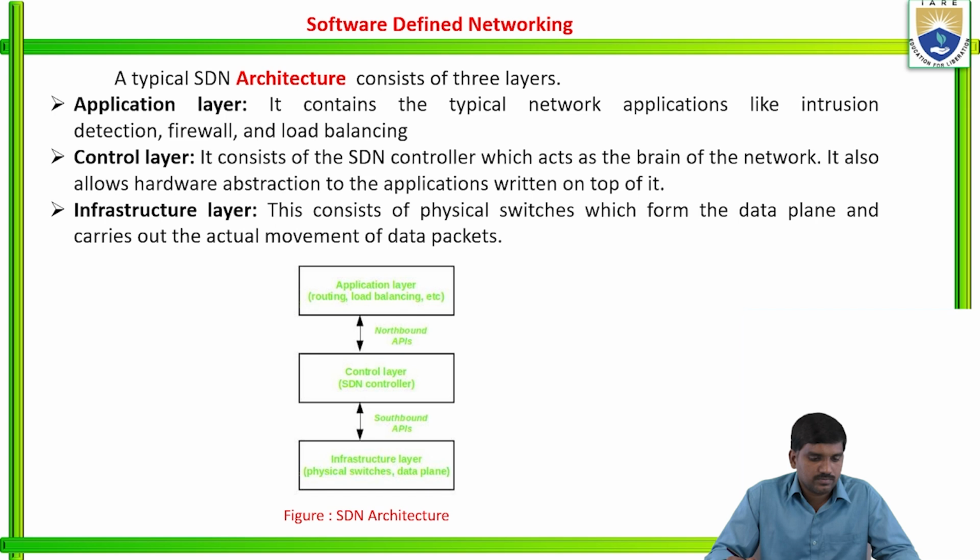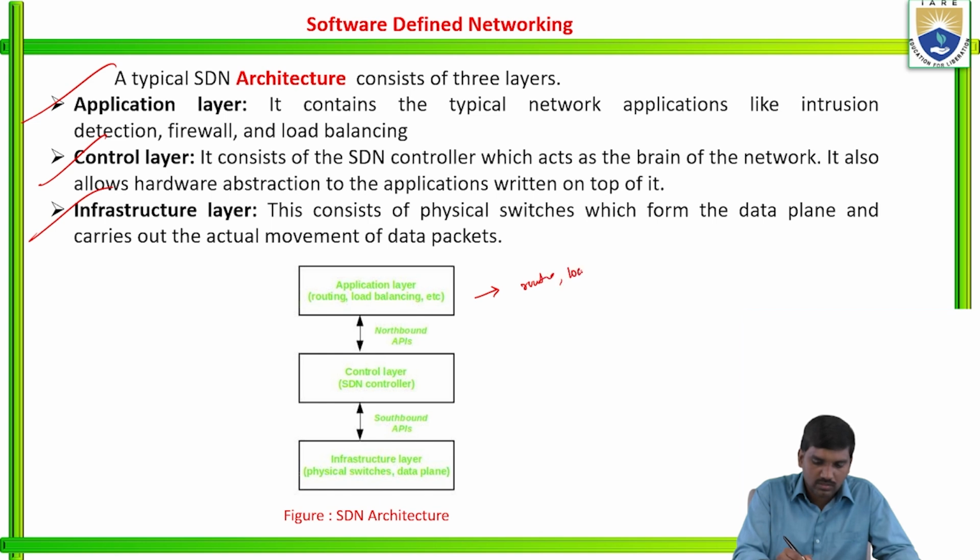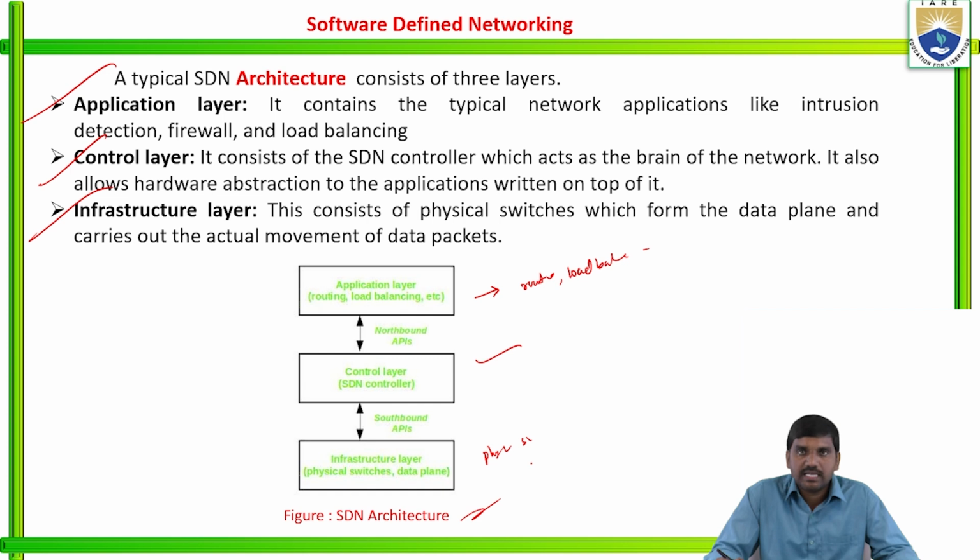And architecture: typically SDN architecture consists of 3 layers here. Very important. One is the application layer, control layer, and infrastructure layer. Application layer for the purpose of routing, load balancing, etc. Northbound APIs here, the control plane, control layer, SDN controller. Southbound APIs, infrastructure layer, physical switches, and data plane. So this is the architecture of 3 layers here. Under the application layer we have different activities, then the control layer and infrastructure layer.